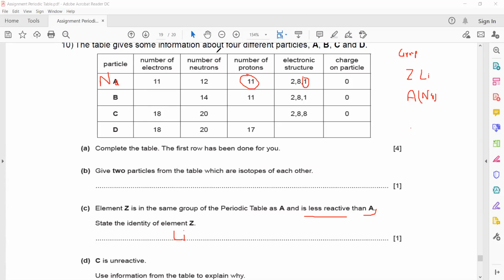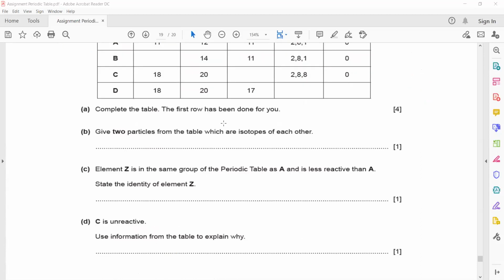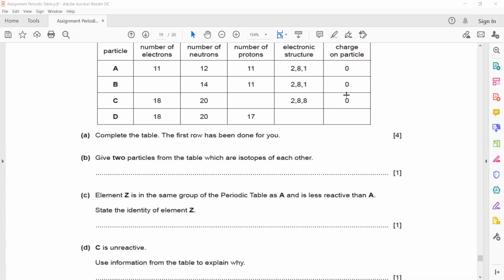Then the last part. C is unreactive. Use information from the table to explain why. C does not react, or C is unreactive. What is the reason for that? Yeah, that's right, because it has a complete outer shell, or a completely filled outer shell. That's why it is unreactive or does not react.